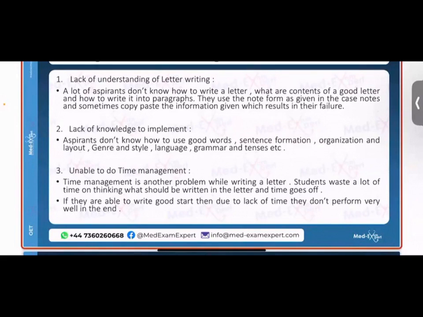Another challenge is a lack of knowledge to implement: aspirants don't know how to use good words, sentence formation, organization and layout, genre and style, language, grammar and tenses. These are the factors upon which you are assessed in OET letter writing. Most of the time, aspirants use fancy English and search for the most difficult words on Google or the internet, and then put them into the letter.